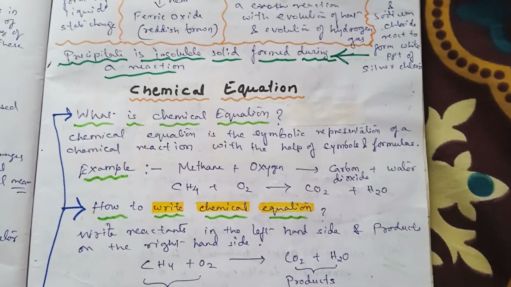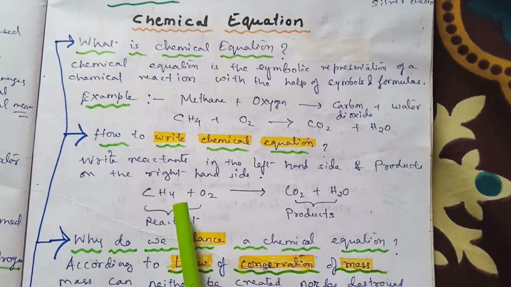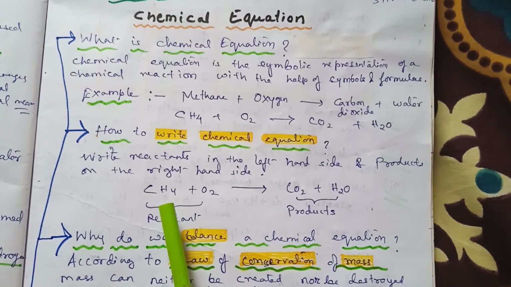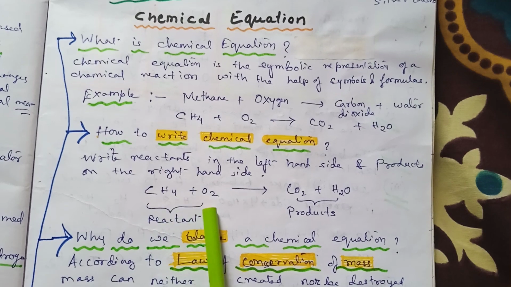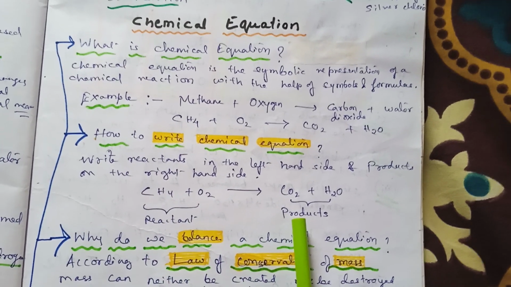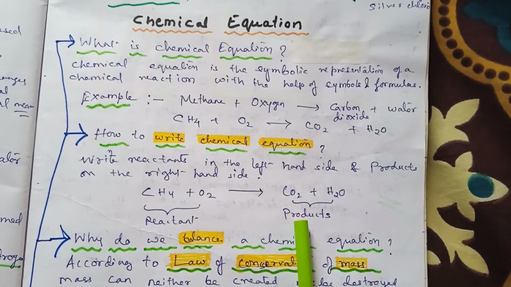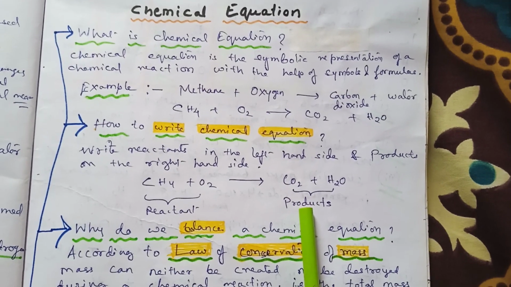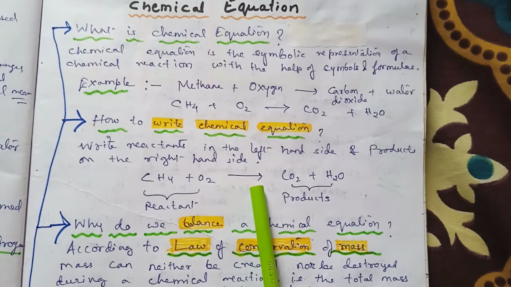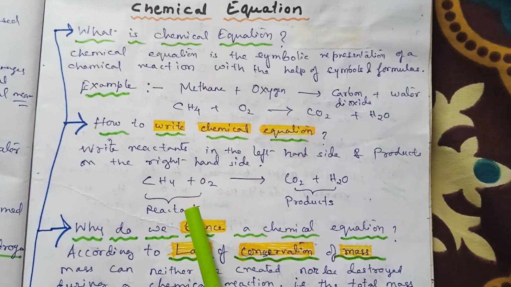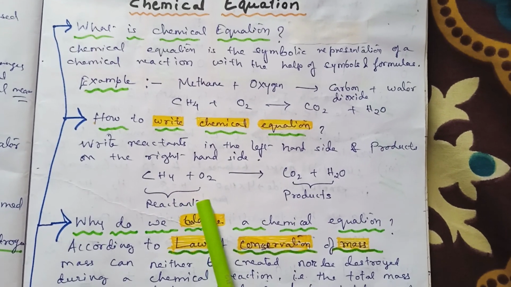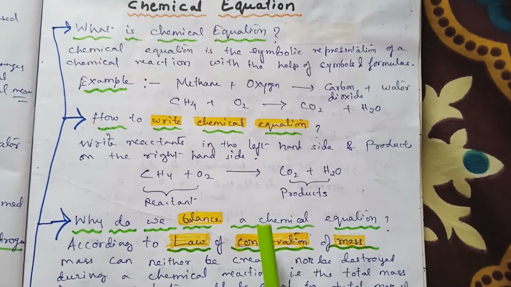Okay, that means to write a chemical equation, you have to write the symbols and formulas of the reactants on the left hand side and the symbols and formulas of the products on the right hand side, with an arrow between them. This is the symbolic representation of a chemical reaction, which is known as a chemical equation.